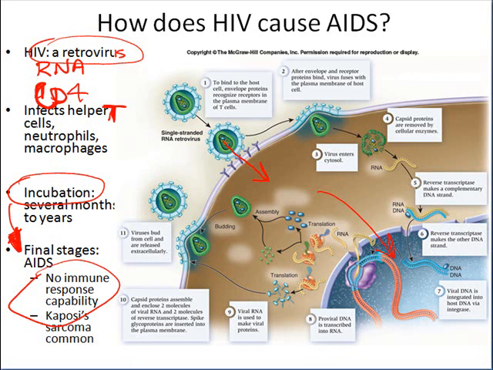Also commonly seen among patients with AIDS, they develop a very rare type of cancer called Kaposi sarcoma, which is a cancer of connective tissues that surrounds blood vessels. Very rare type of cancer, but it is associated with HIV infection.